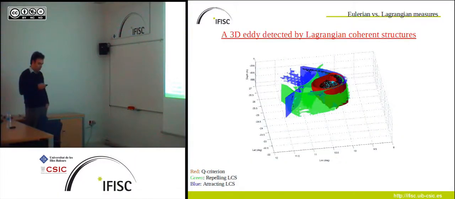So now returning to comparing Eulerian versus Lagrangian measures, but in 3D. We use the same eddy that I showed you before in the 2D plane, but now we have a 3D view of the field of the eddy. Let me say this red cylindrical surface is the Q criterion. It's the Eulerian measure, meaning that this region inside the red surface is dominated by rotation. So it signals our eddy.